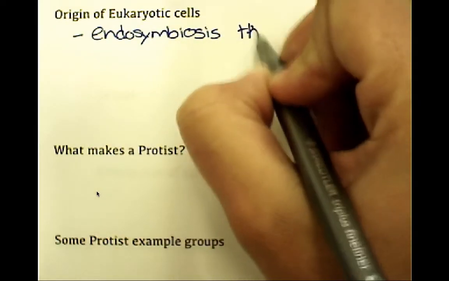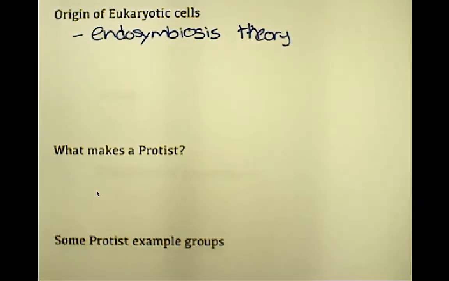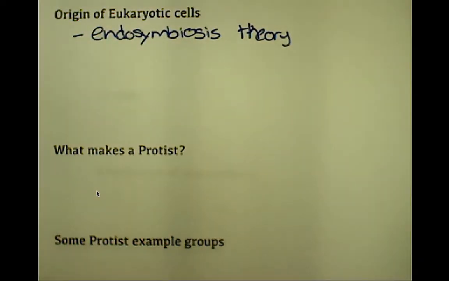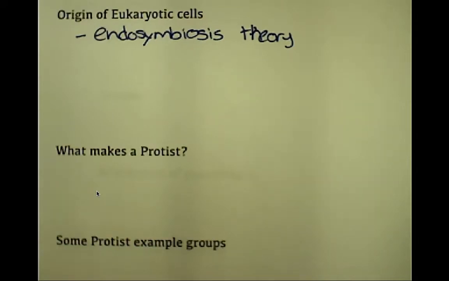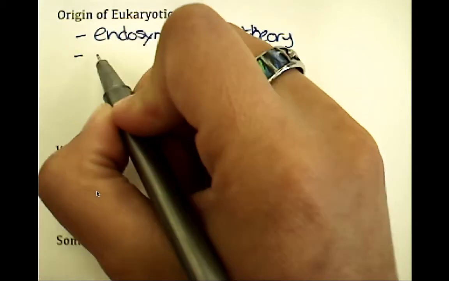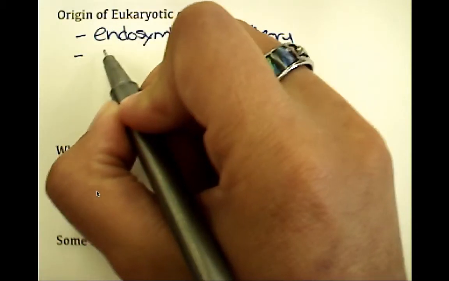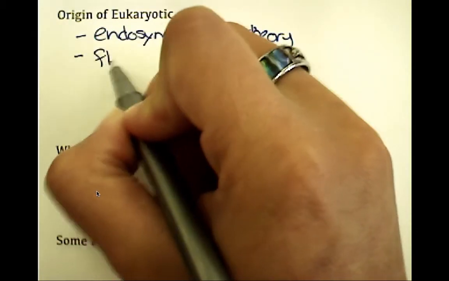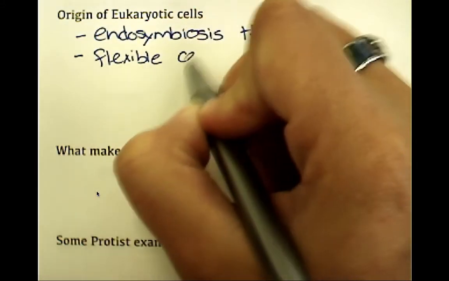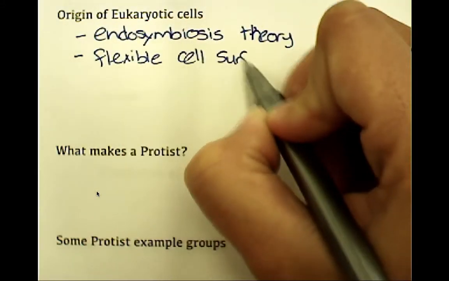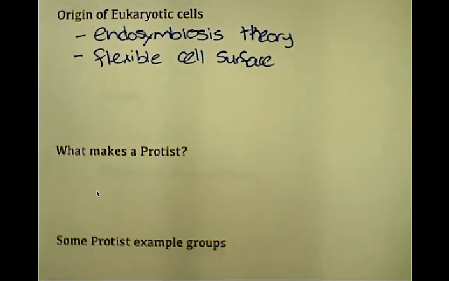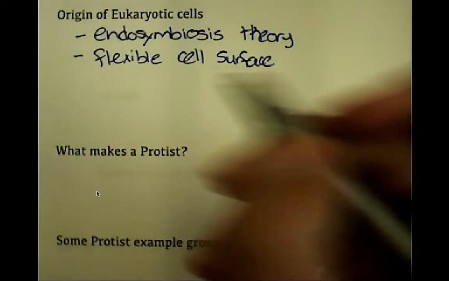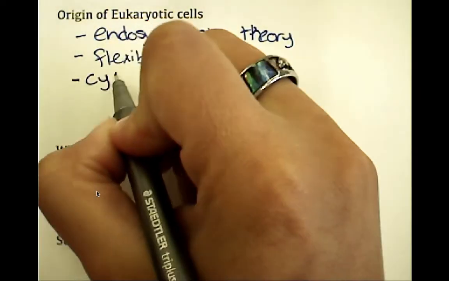Basically what it says is one bacteria engulfed another bacteria. The one that got engulfed and is now part of the larger bacteria becomes either a chloroplast or a mitochondria. Make sure you know that. Also, they have a flexible cell surface that can divide and move, and you can pull things in or shoot things out. So they have a much more flexible cell surface.